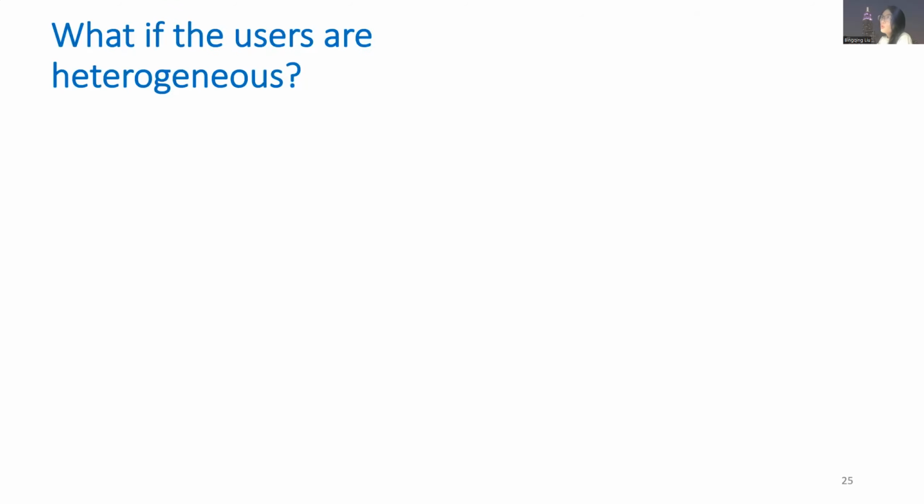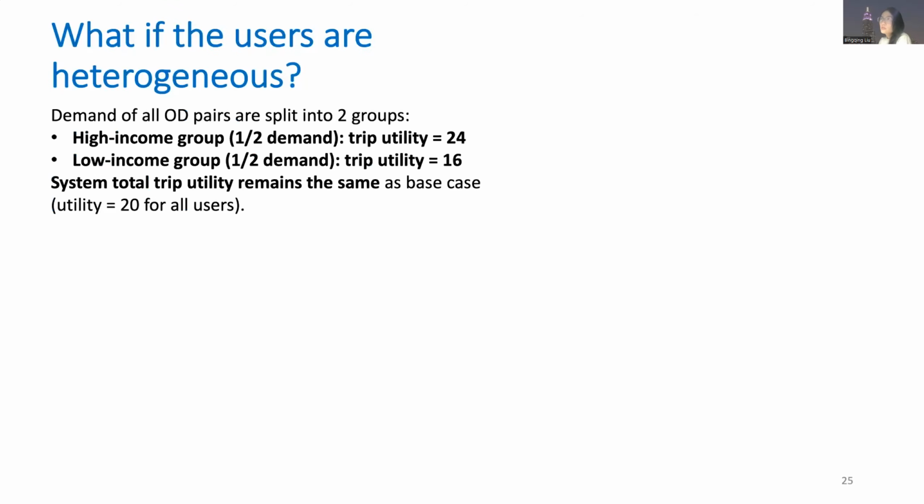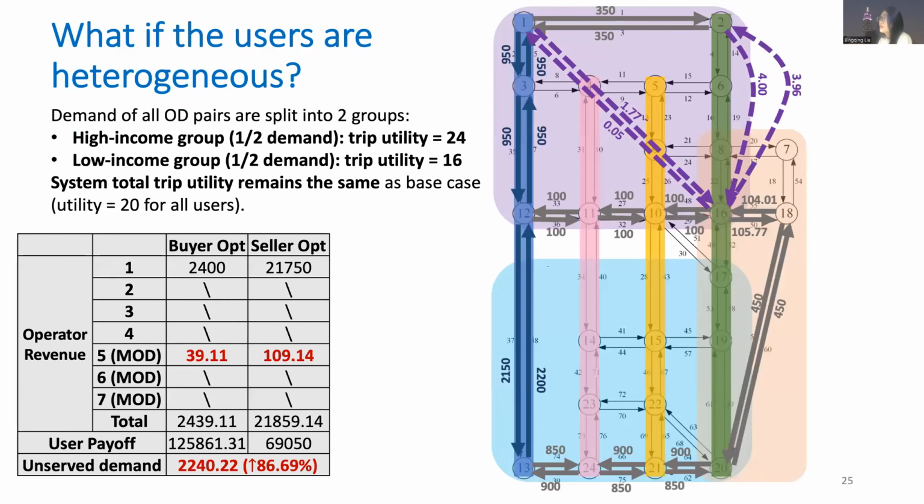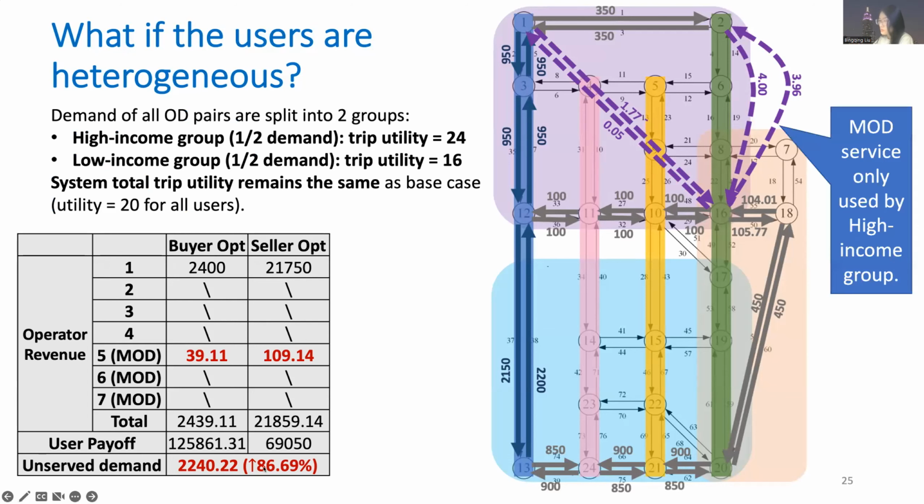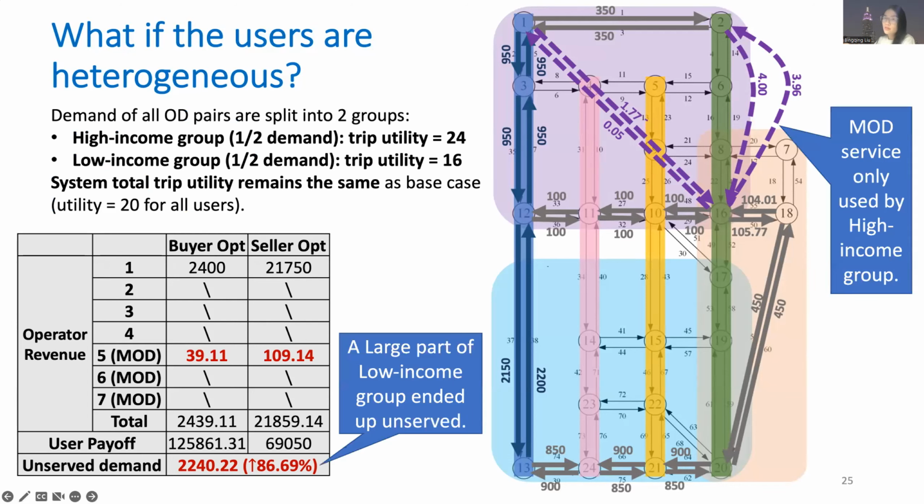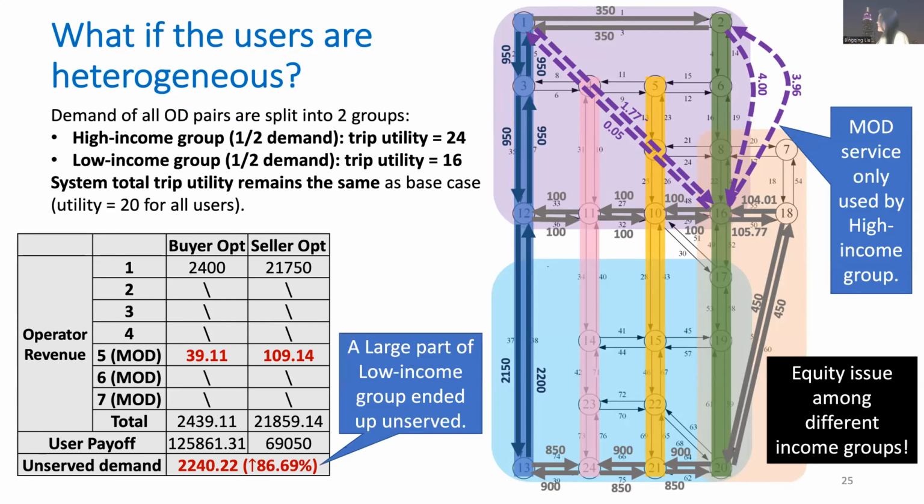But when we look at a heterogeneous case, this means that we have a higher income group and a lower income group, but the total income of the society remains the same. In this case, we see that there are some operations for the mobility on demand, but that part of the service is only serving the higher income group. And the lower income group ended up mostly unserved, so they're leaving our platforms. So this reflects a potential equity issue among different income groups.